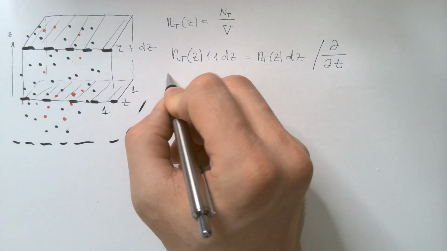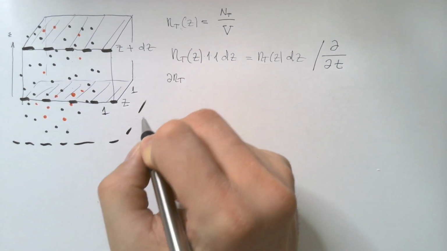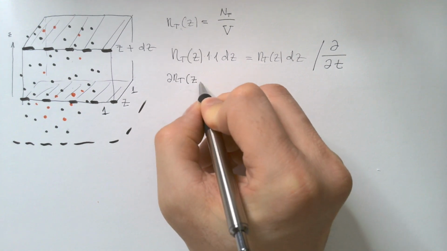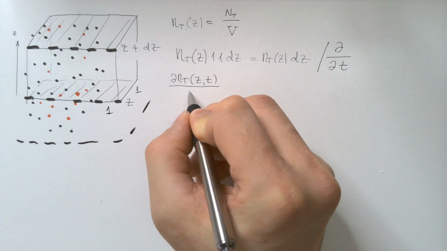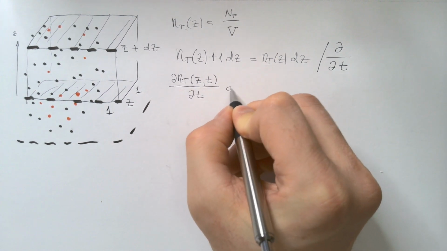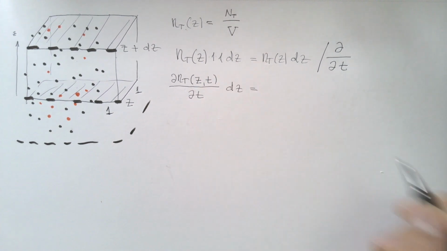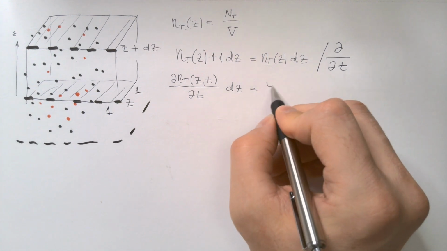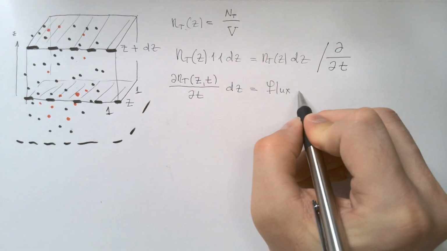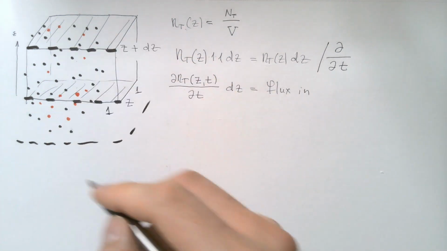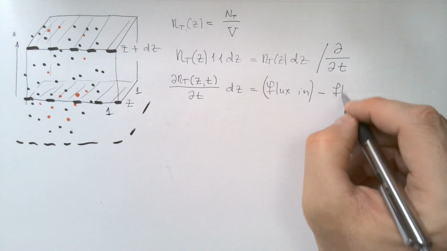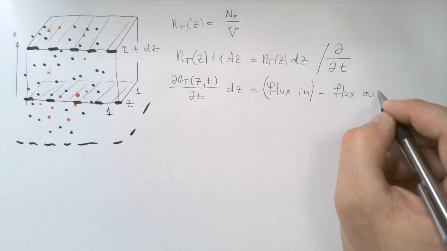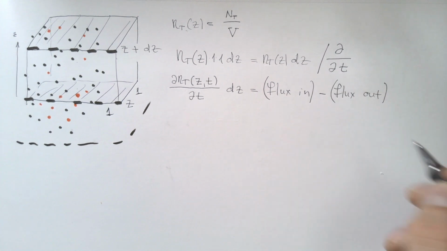So that means that delta nt, which is a function of z and also a function of time, delta t times dz is equal to what? Well, it's equal to the flux of these particles into our volume minus the flux of these particles out of the volume.